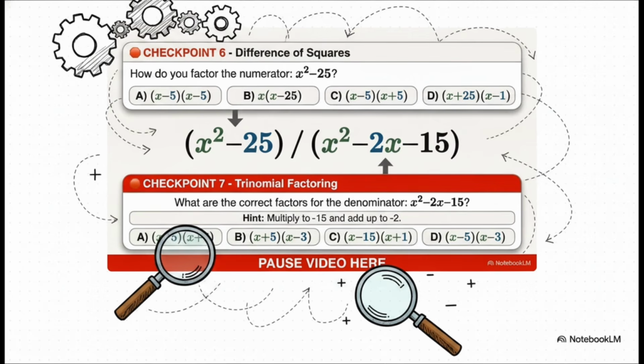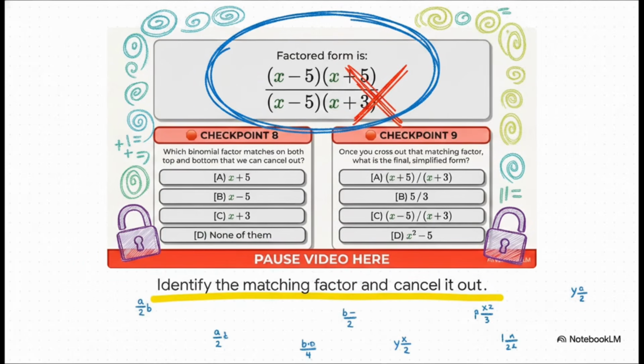I-pause ang explainer ngayon and solve both. Take a deep breath. You got this. Malapit na tayo sa finish line.